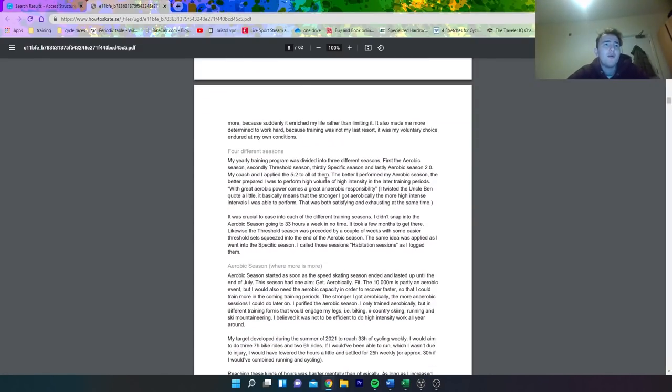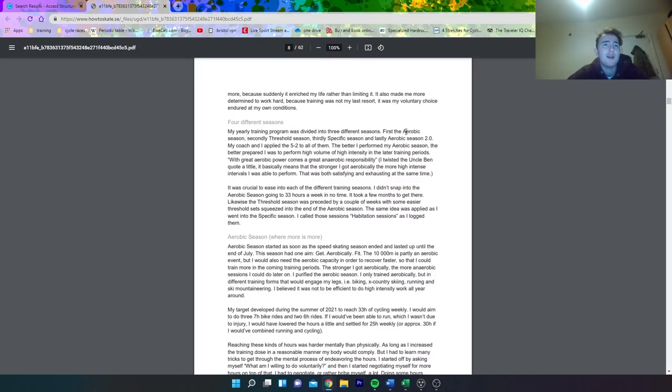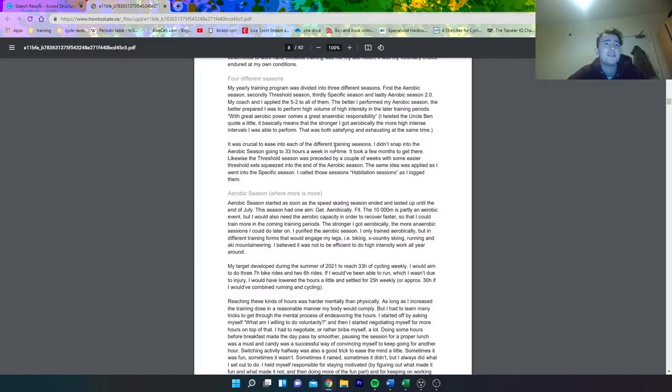Then this is the next one, just how he's periodizing his training. So 4 different seasons. He has an aerobic season, a threshold season, a specific season, and then another aerobic season, and he would do the 5-2 training the whole time. So he sort of eased into it. You can see his aerobic sessions, 33-hour weeks and the like, which we're going to get into.